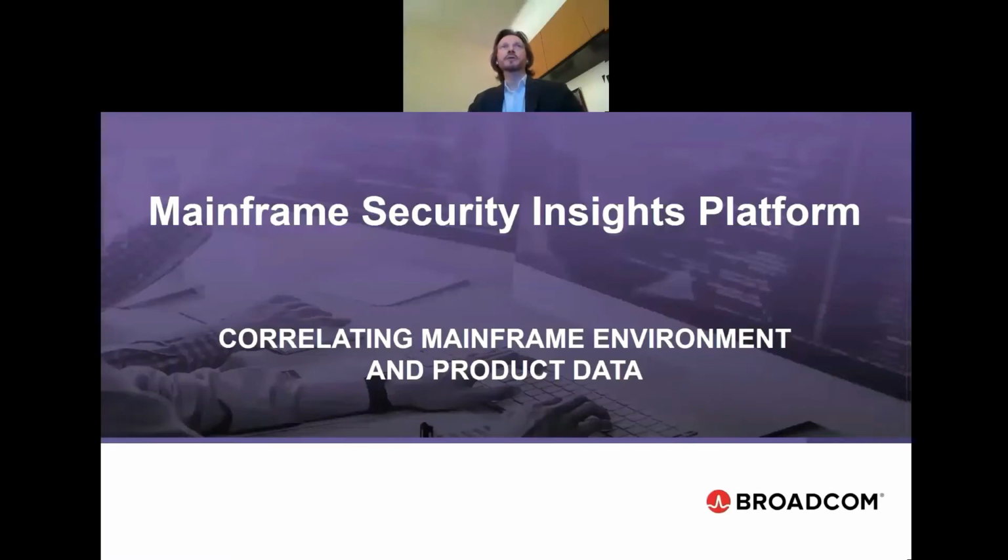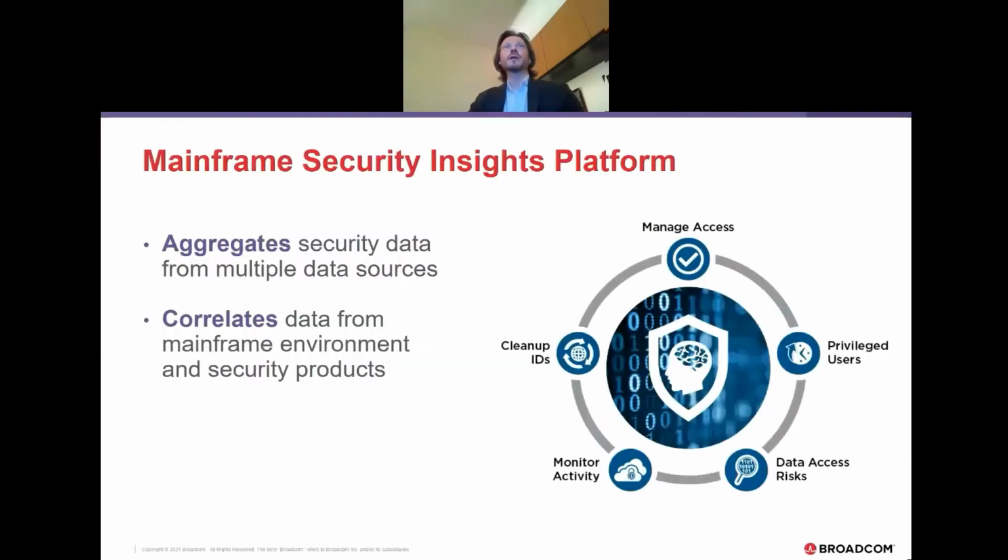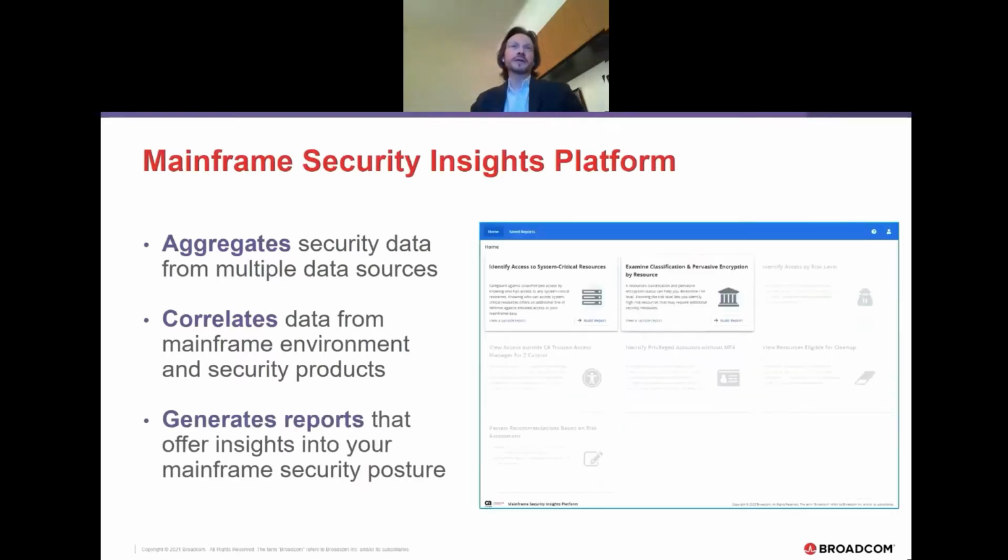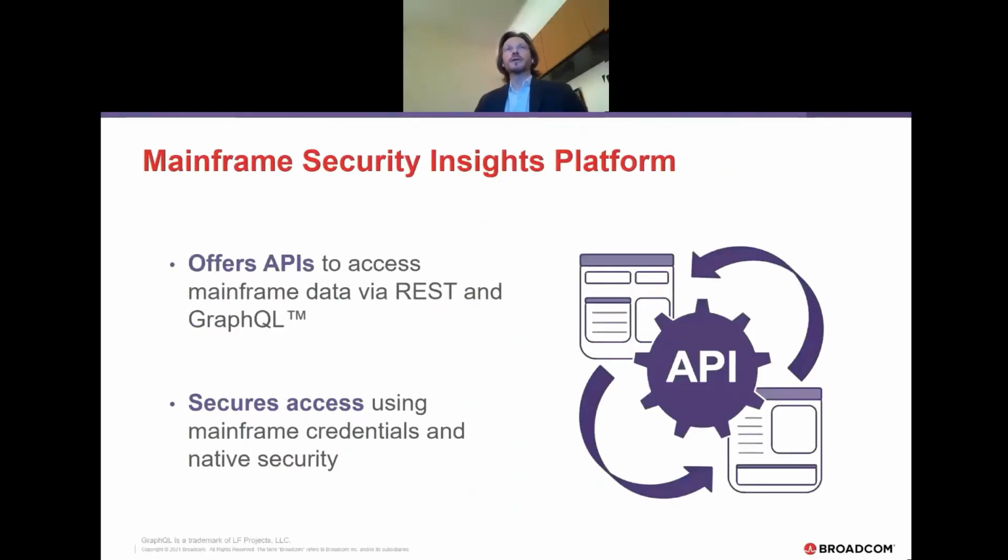John and I both work together to develop the Mainframe Security Insights platform, which, if you're not familiar, is a platform for correlating mainframe environment data and integrated product security data. It aggregates security data from multiple data sources, and it correlates the data from your mainframe environment and from the integrated security products. It uses that data to generate reports and offer insights into your mainframe security posture that might otherwise be difficult to assess. It also offers APIs to access your mainframe data via REST and GraphQL paradigms, and it secures that access using mainframe credentials and your native security.